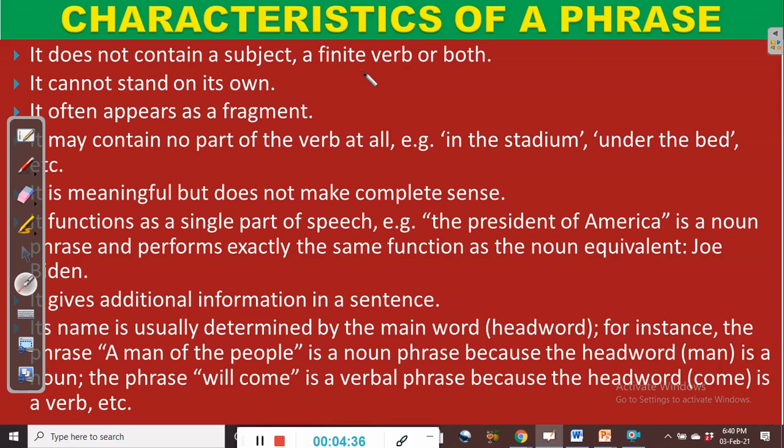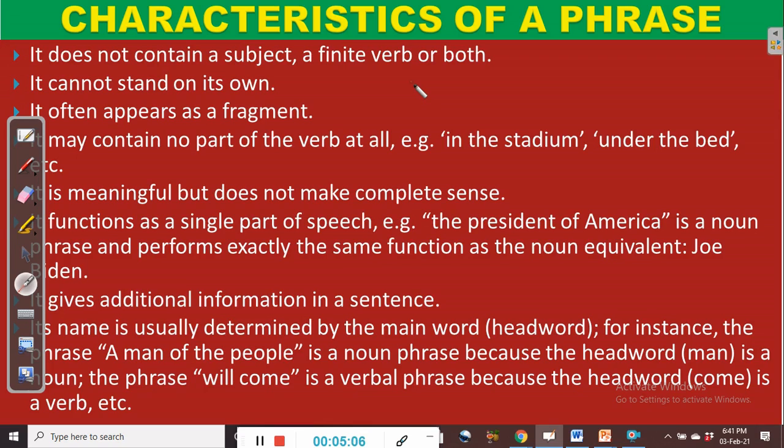It does not contain a complete meaning, and it cannot stand on its own. So you can see it cannot stand on its own. Like when we say the man, the man has some meaning but does not express complete meaning. A lot of questions need to be asked. Which man are you talking about? What did the man do? Or what are you telling us about the man?